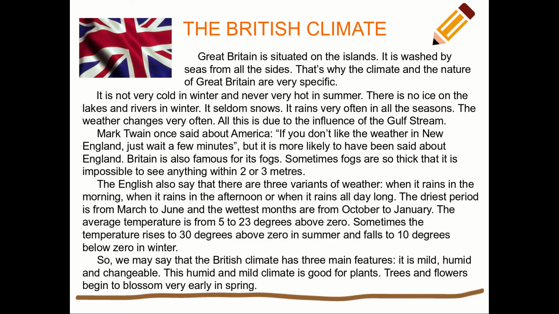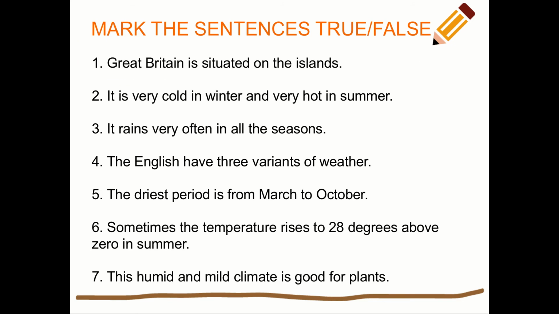Read the text about the British climate. Try to remember it. Mark the sentences true or false, then listen and check. Great Britain is situated on the islands. True. It is very cold in winter and very hot in summer. False. It rains very often in all the seasons. True.